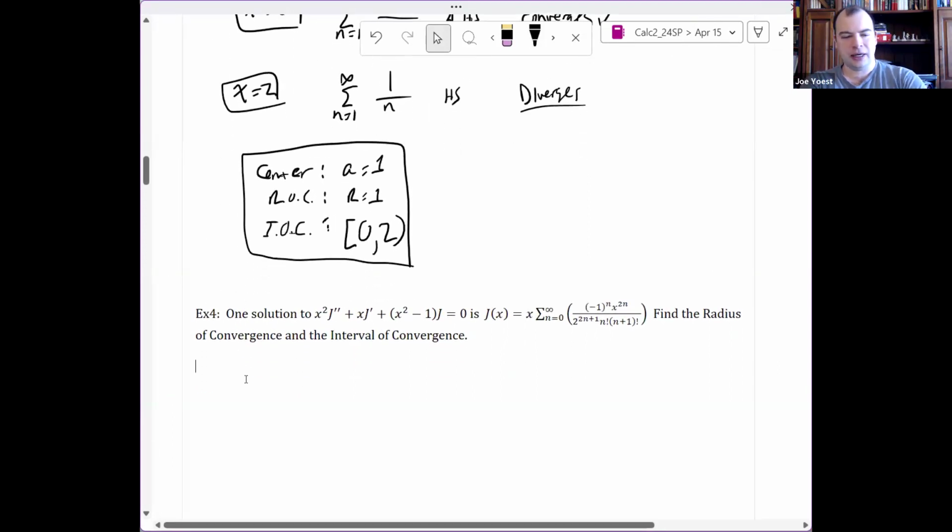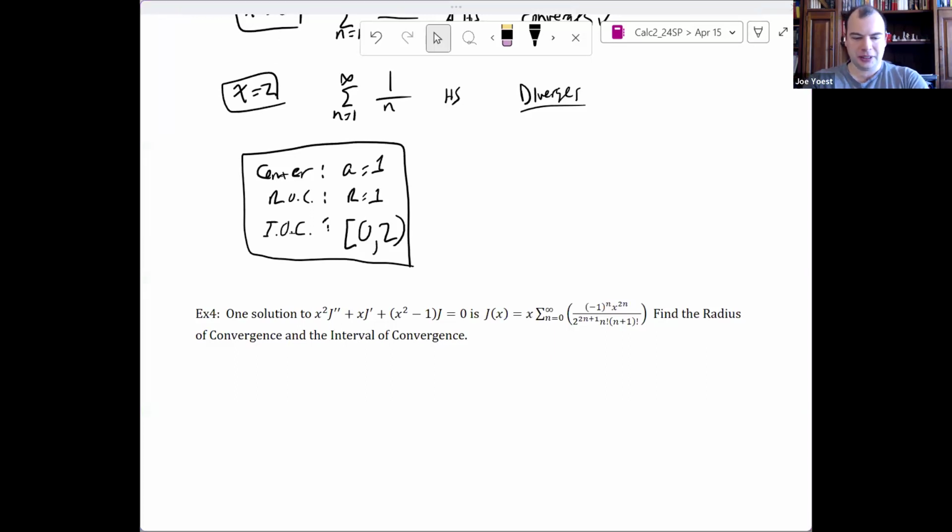Okay, so any questions so far? So that ratio test really is key to this section, or really this just general topic, the next several sections.